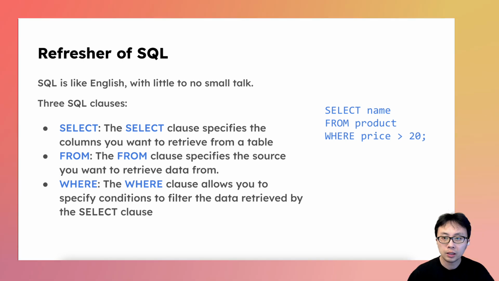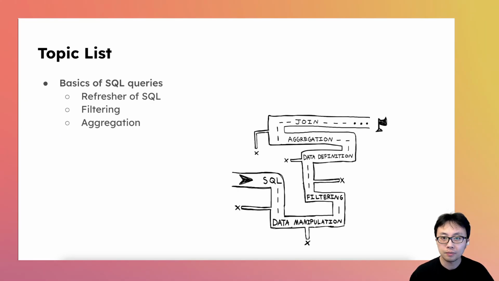Third, the where clause allows you to specify the condition to filter the data retrieved by the select clause. In your first query, you only want the names of the products whose prices are higher than 20. As a result, the query that you put together was select name from product where price bigger than 20. Last, you should always use a semicolon to indicate an end of a query. The semicolon tells a database system that this is the end of a SQL query, and anything that comes afterward will belong to a new query. That's a quick refresher of the SQL basics.